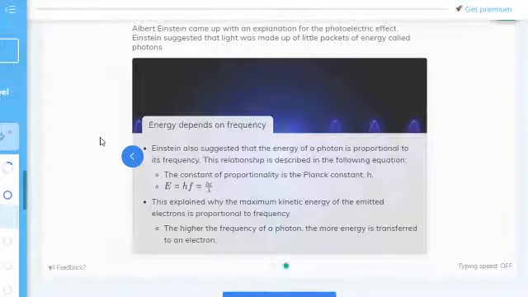Einstein also suggested that the energy of a photon is proportional to its frequency. The relationship is this: E equals h f, so energy equals Planck's constant times frequency. As we know, wave speed equals frequency times lambda, which is wavelength. So in this case it would be Planck's constant times wave speed over wavelength. Simple. This explains why the maximum kinetic energy of the emitted electrons is proportional to the frequency.